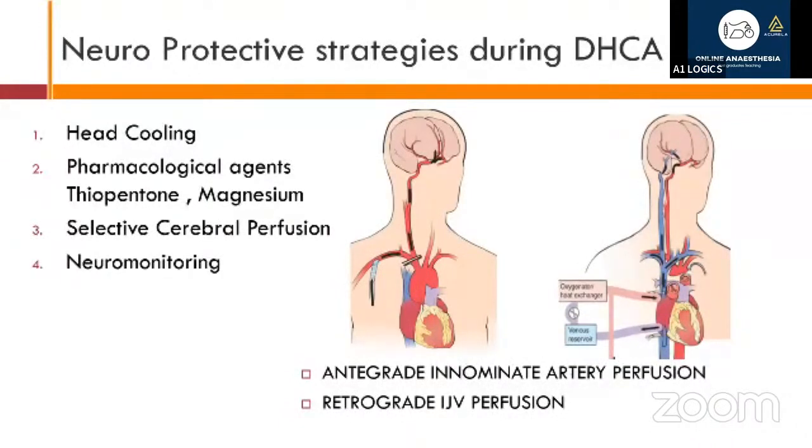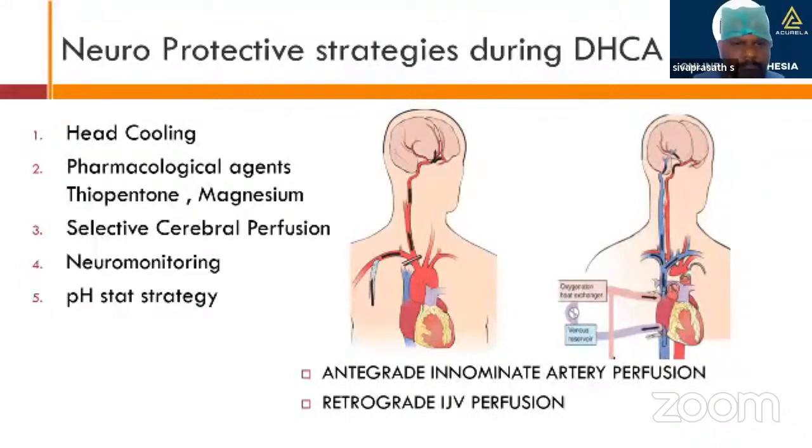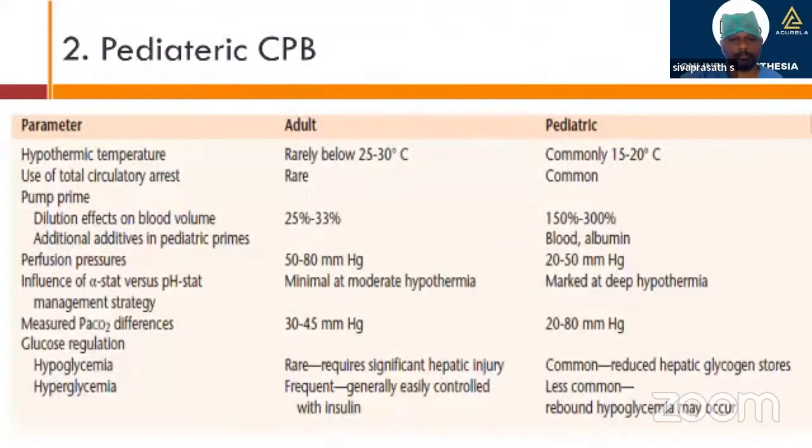And the neuro monitoring is always a must when you go for a DHCA, especially the electrical monitors. And we have to follow a pH strategy here. That is adding carbon dioxide to the circuit and maintaining pH at 7.4 to ensure that there is maximum cerebral vascular dilatation. Coming to pediatric CPB, there are only 3 differences.